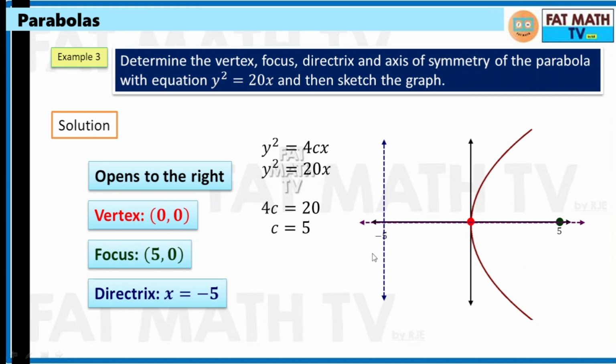And for the axis of symmetry, the line that divides the parabola into two parts, one a reflection of the other, it has to pass through the vertex and the focus, and that is the x-axis. And its equation is y equals 0.